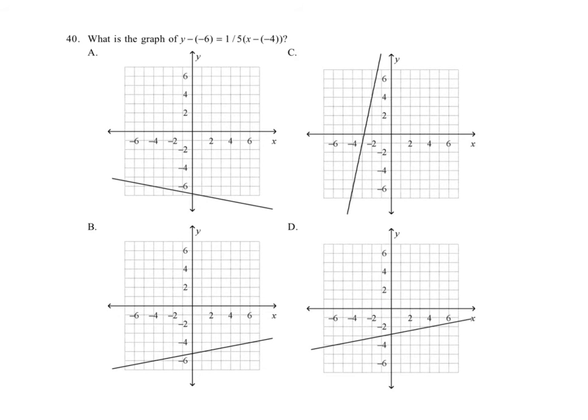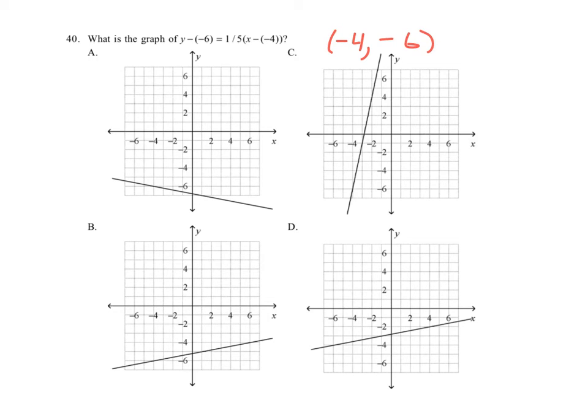One more. Here what we're doing is trying to identify the point that we know the line is going through. Right here it says x minus whatever, and that's going to be the x coordinate of the point. X minus negative 4, so we've got negative 4 as the x coordinate. Then the y coordinate will be whatever is being subtracted from y. Y minus negative 6. So we need our line to be going through the point negative 4, negative 6.